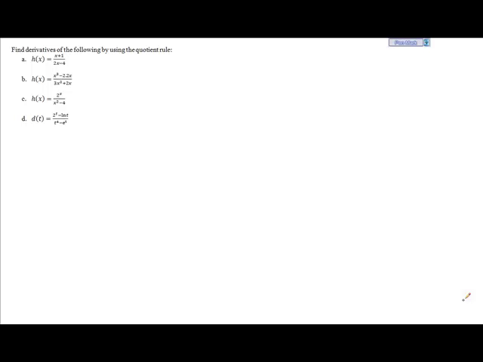In this problem we want to find derivatives by using the quotient rule, and so we'll start with letter A. Our numerator is always the f in the formula for the quotient rule, and our denominator is always g. So we'll call this f, we'll call this g. f prime is equal to 1 and g prime is equal to 2.